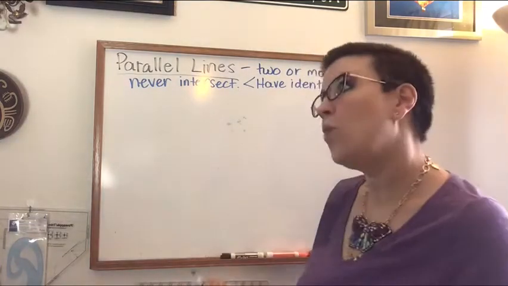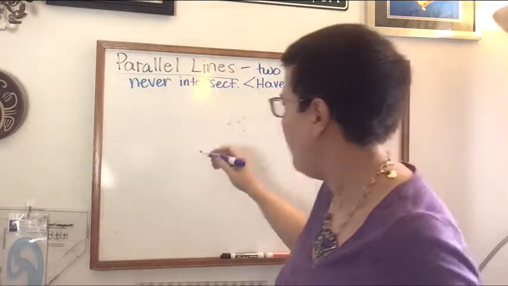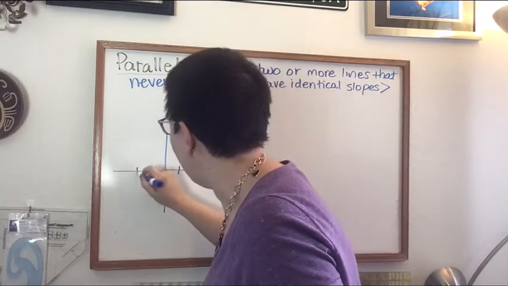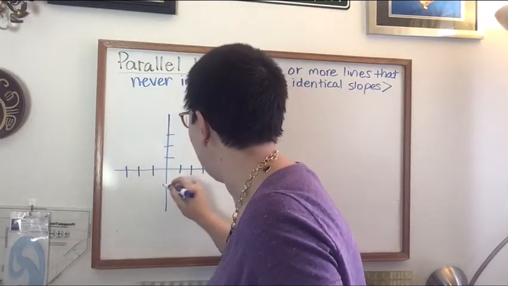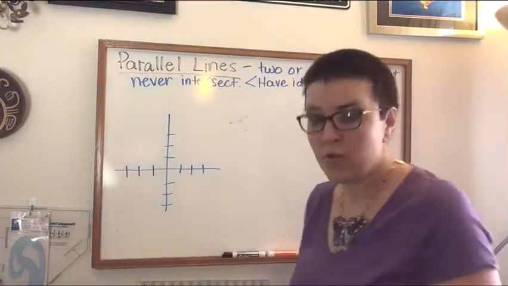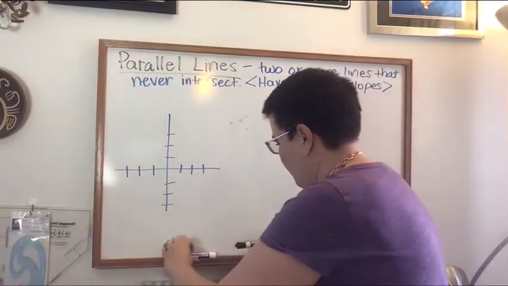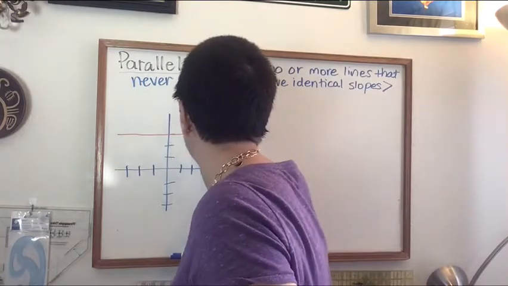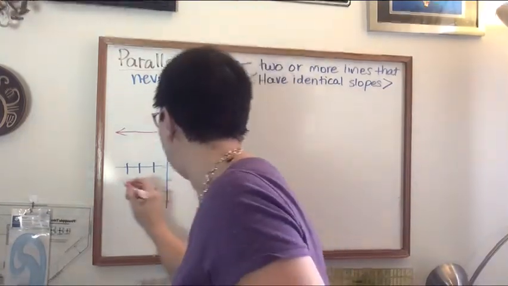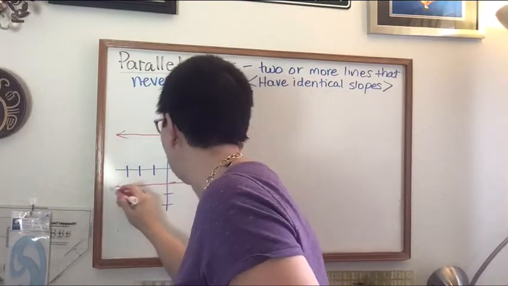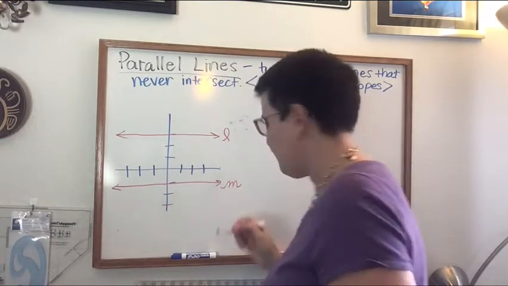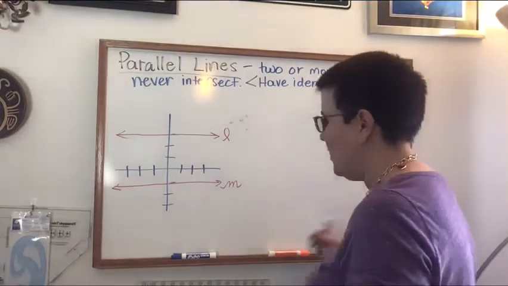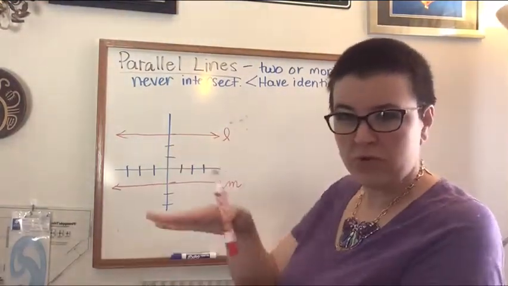All right, so what that means is, for example, if I were to draw a coordinate plane, and I'm just going to start really, really simple with a line that goes horizontal. Okay, so say I've got this line here, we'll call that line L, and then I've got this line here, we'll call this line M. You could tell that these lines are parallel because you have brains, and you understand that parallel is like railroad tracks where they never intersect.